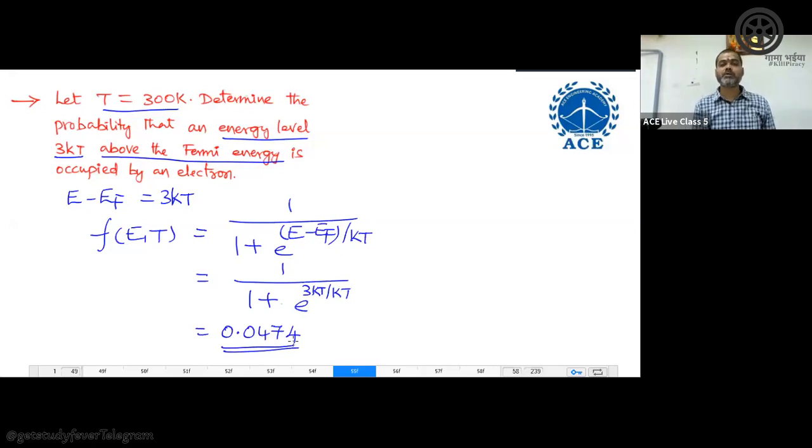So you can very clearly see the probability value. What you can conclude is that for energy levels above the Fermi energy level, the probability of occupying those levels is going to be very, very small. The E we are considering here is above the Fermi energy level by 3 kT, so the probability that a particular energy state above the Fermi level is occupied by an electron is a very small value. Hope I am clear.